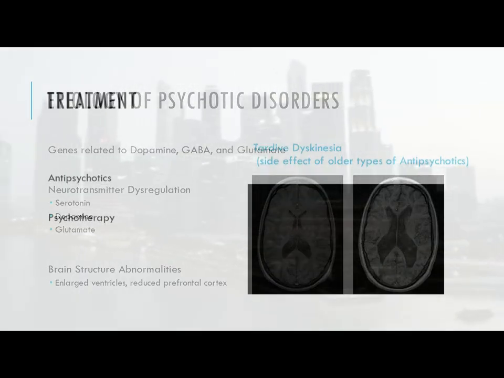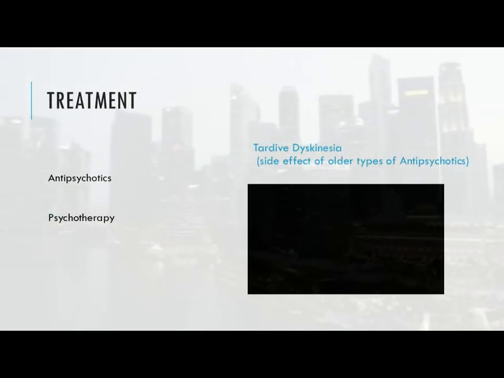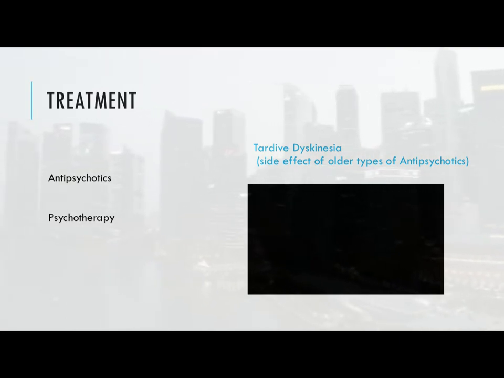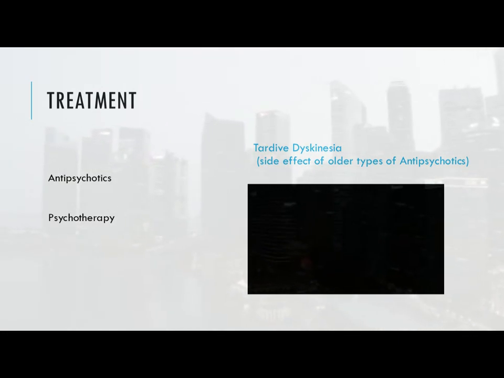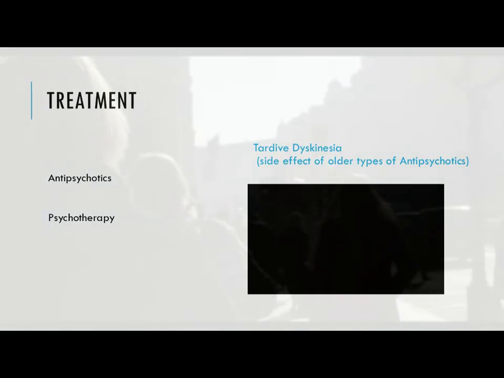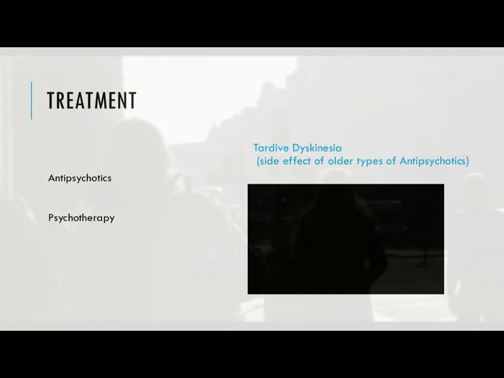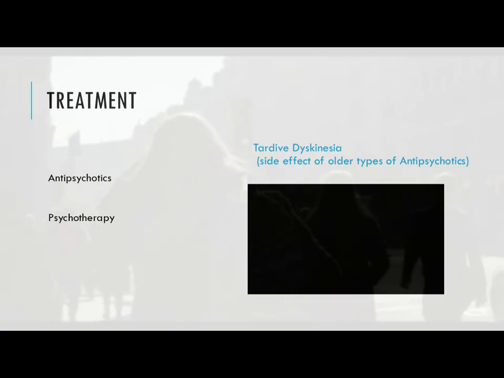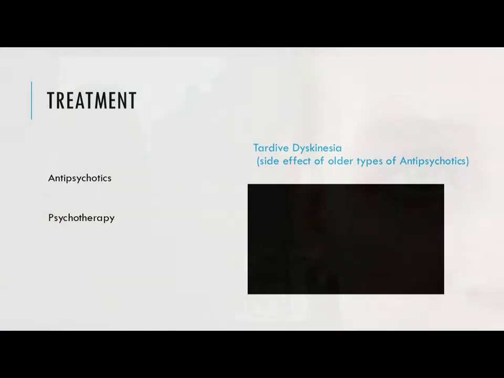Now, there are some good treatments, and the treatments have been getting better and better over time. Antipsychotic medications are the primary treatment for psychotic disorders. And there are different generations. We can think in terms of first-generation antipsychotics, also known as typical antipsychotics. And these drugs, like chlorpromazine or haloperidol, primarily target the dopamine receptors, particularly D2 receptors.